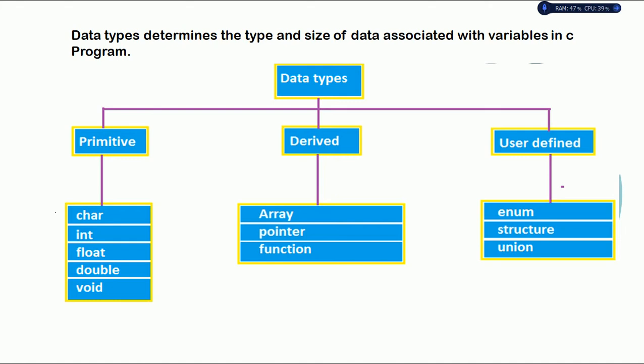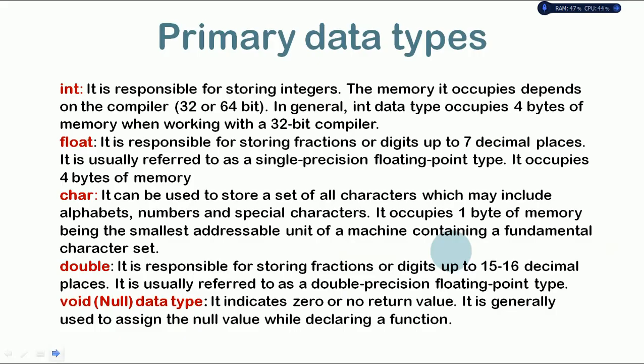Now coming to user defined, sometimes the user needs to create some data types. The combination of the primitive and derived data types is what we use to form user defined data types. Enum, structure, and union are the concepts which come under the user defined data types. Now coming to primary data types, in that category we have character, integer, float, double, and void. Now we'll see in brief about each of them.